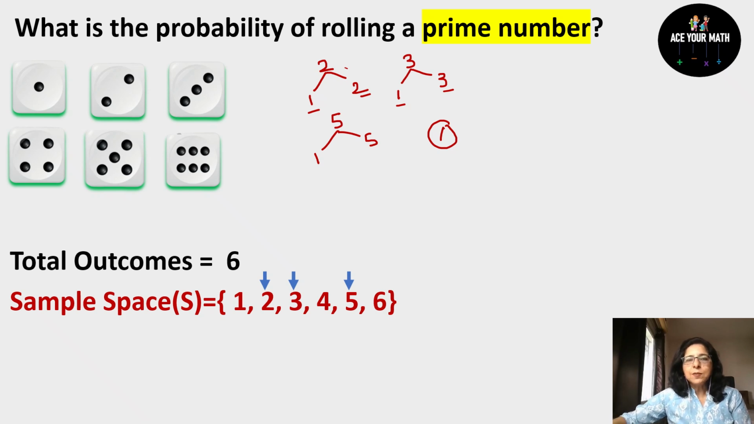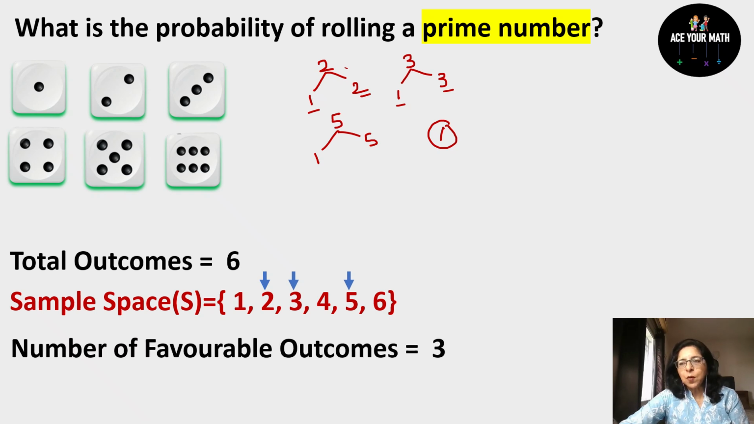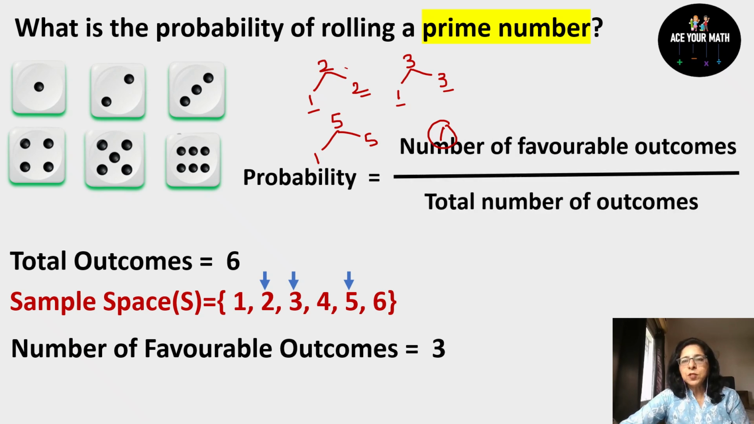Okay, now again come to the sample space. There are three outcomes. So what are the favorable outcomes? Total number of favorable outcomes are 3. It means when you roll a die, there are three prime numbers, 2, 3, and 5. Now put them in the formula, which is number of favorable outcomes upon total number of outcomes, which is 3 over 6. 3 and 6 both are divisible by 3. So probability is 1 by 2. So when you roll a die, there are 50% chances that you will roll a prime number.